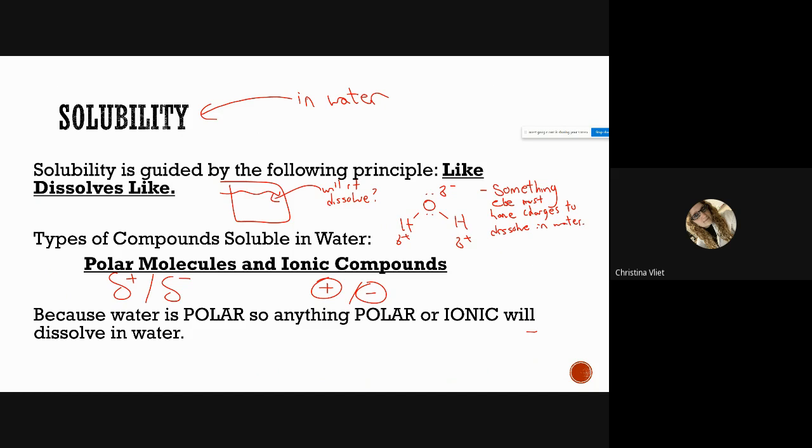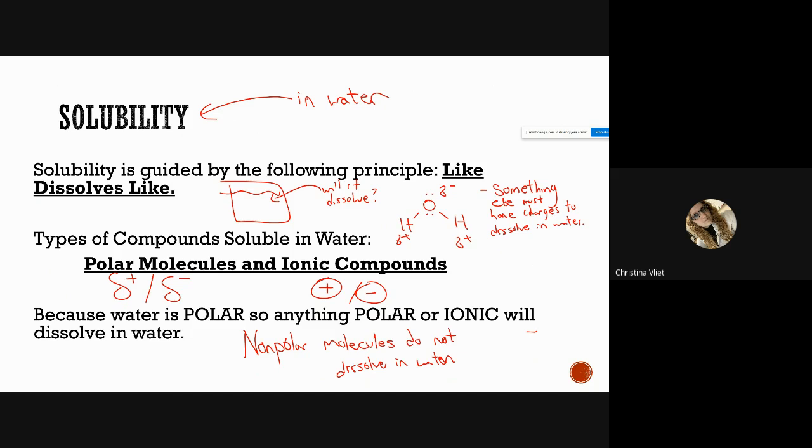All right, so water's polar. Anything polar or ionic will dissolve in water. So what about nonpolar? Will nonpolar things dissolve in water? It won't. So nonpolar molecules do not dissolve in water, which makes sense if you think about a couple examples. Oil is nonpolar, so oil will not dissolve in water.